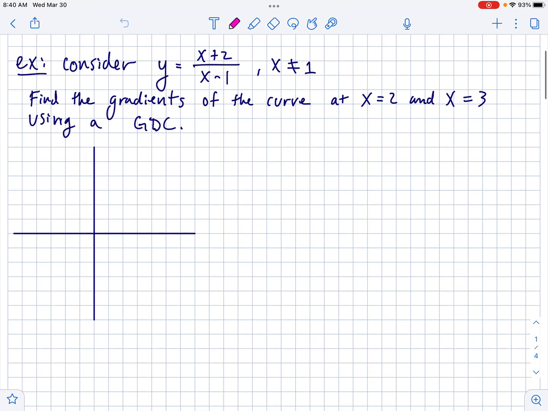Today we're going to continue our work with derivatives and talk about maximums and minimums of functions. Before we get to that, I realize there are some calculator skills you probably need for this course. We're going to consider the function (x + 2) over (x - 1). We'll find the gradients of the curve at x equals 2 and x equals 3 using a GDC. The reason we're using a GDC is that you don't know how to take the derivative of this.